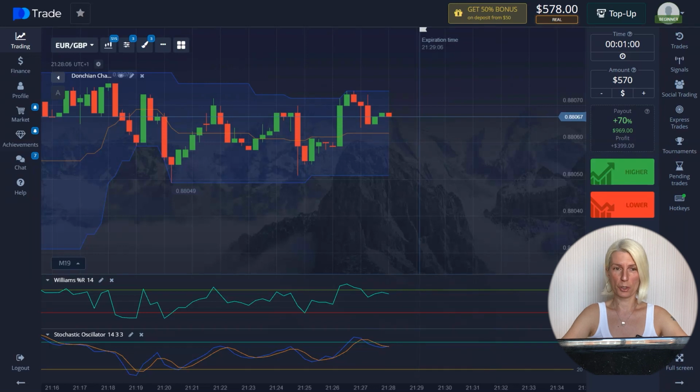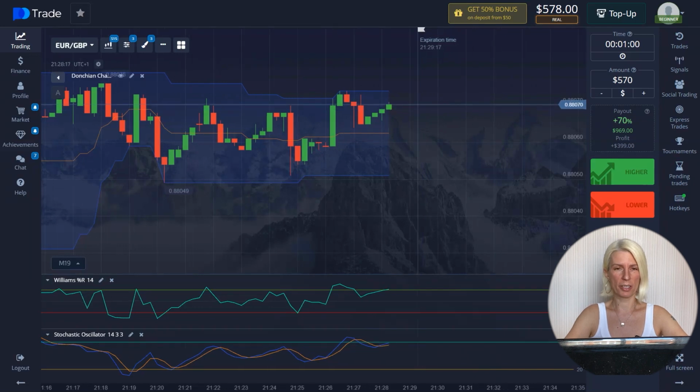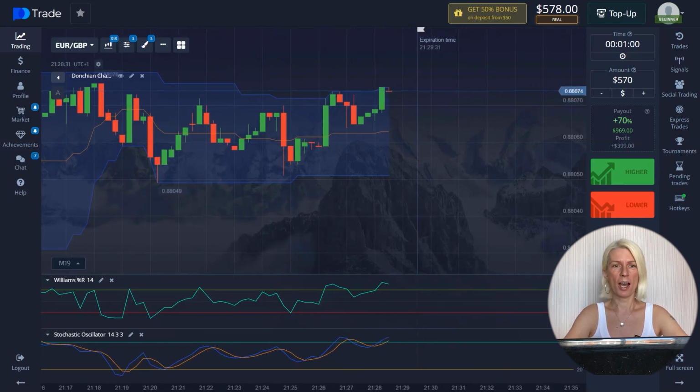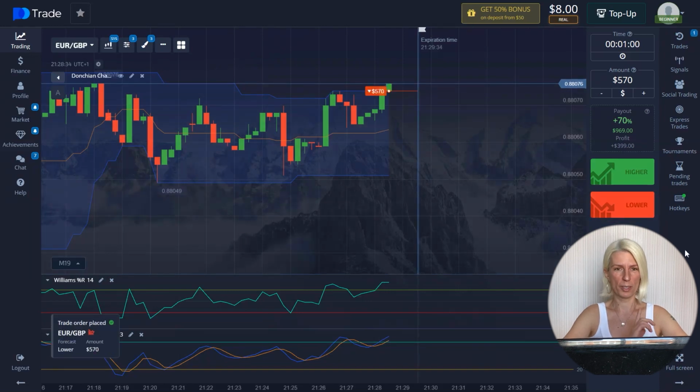The price, making fluctuations, remains almost at the same level. This is a flat. With this behavior, it is very difficult to predict the price behavior. After the next fluctuation, there is a strong upward movement, but the new candle immediately decreases. I open a down trade for 1 minute.